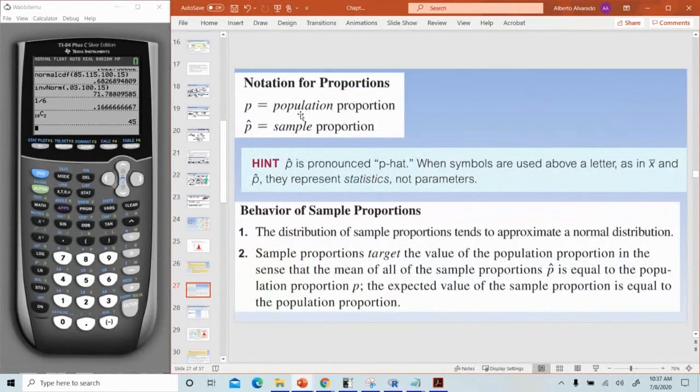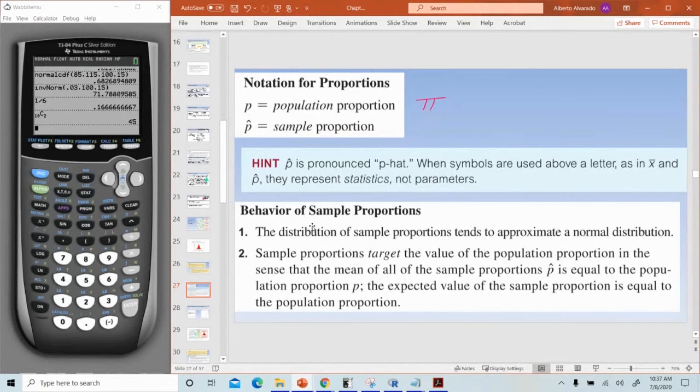So P represents the population proportion. P hat is the sample proportion. Symbols with a letter like X bar or P hat are statistics, not parameters. Parameters tend to be Greek letters, with the exception of P. However, in some books you'll see population proportion as pi, but in this book they call it P.